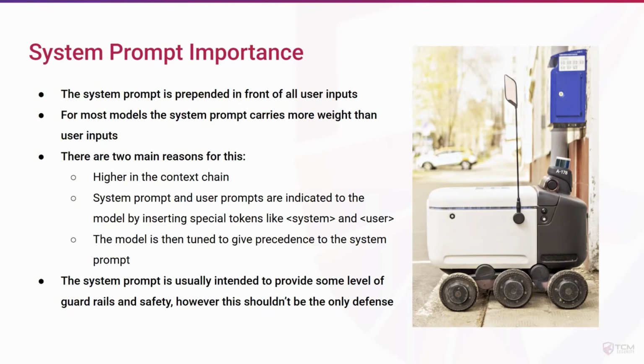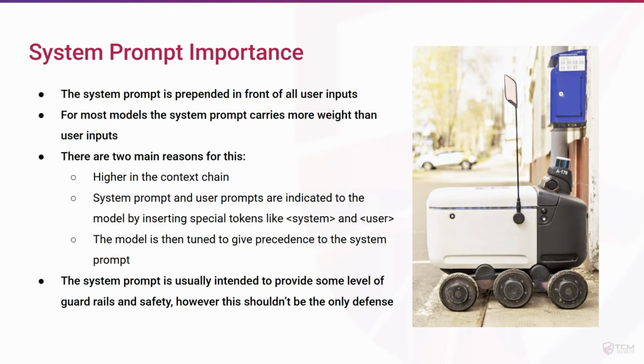And then also in most models now, the system prompt and user prompts are actually indicated by adding in special tokens like system and user to actually indicate to the model where each token is coming from. So, is this part of something that comes from the system or user? And then during training and tuning, the model is actually rewarded to give precedence to the system prompt.